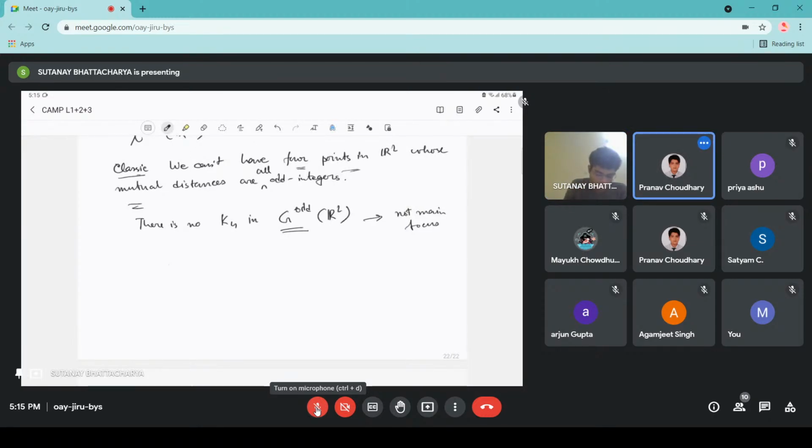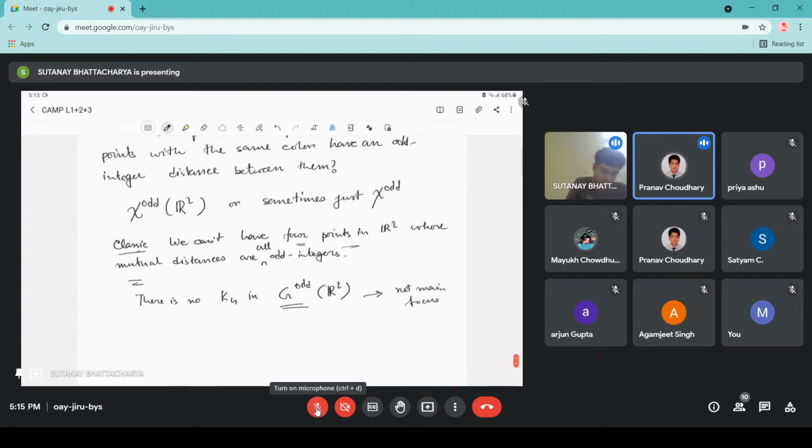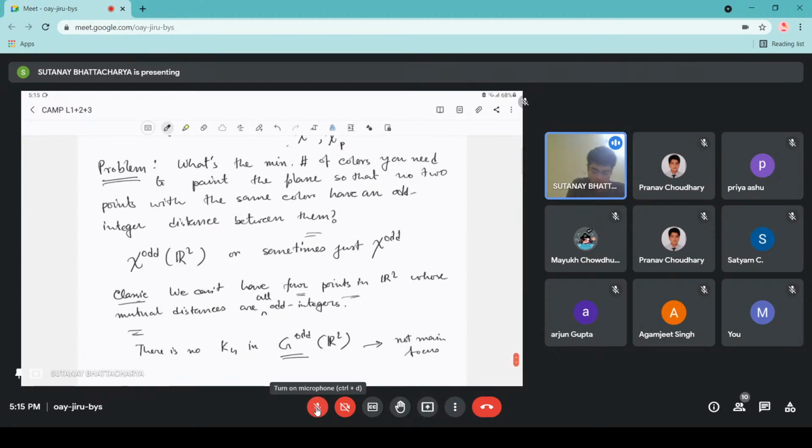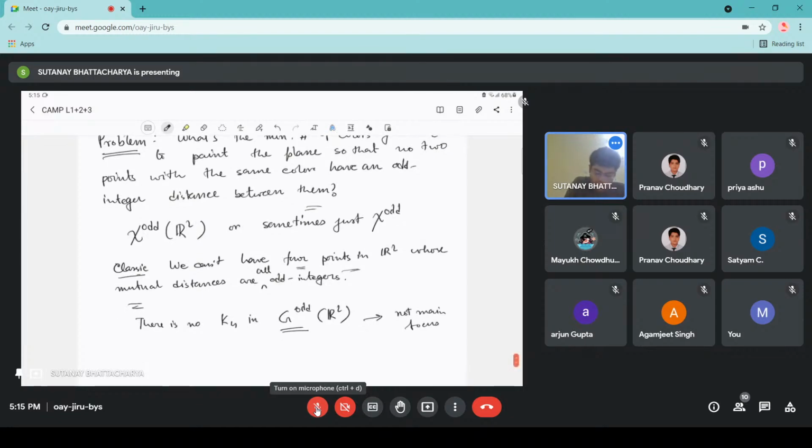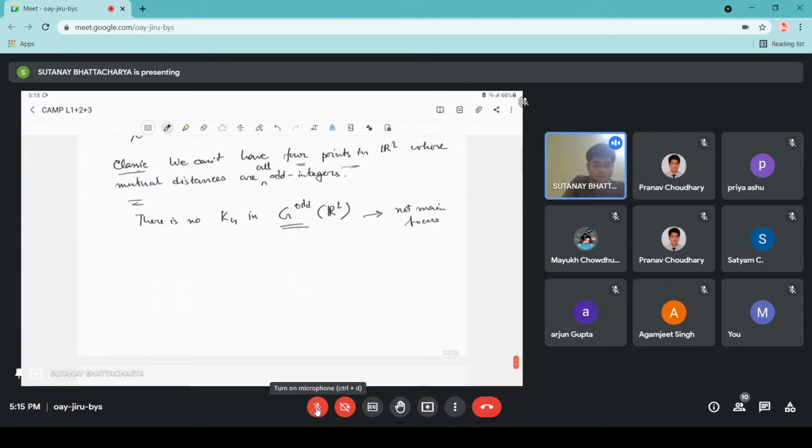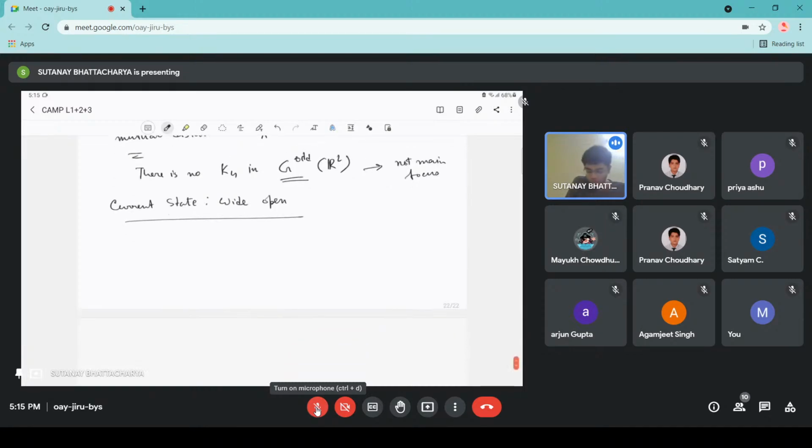The odd distance problem basically asks what's the chromatic number for this graph. So, anyway, long story short, we're going to prove stuff about this. The current state of this problem is very wide open, but we do know some lower bounds.